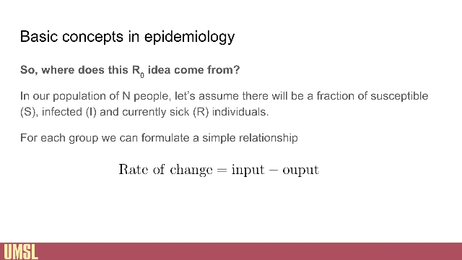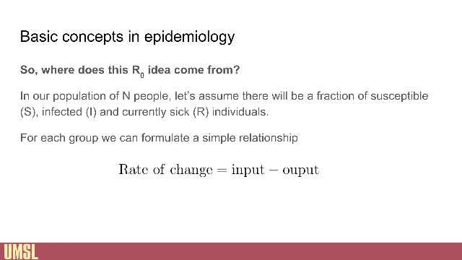So in our population of n people, let's assume there will be a fraction of susceptible people. And I'll just draw our population of susceptible people. One more. Two more. Okay. All right, someone wrote it black, so this one probably works.